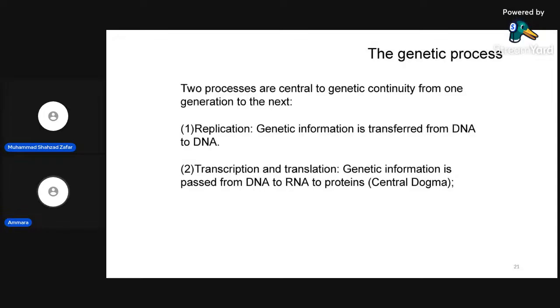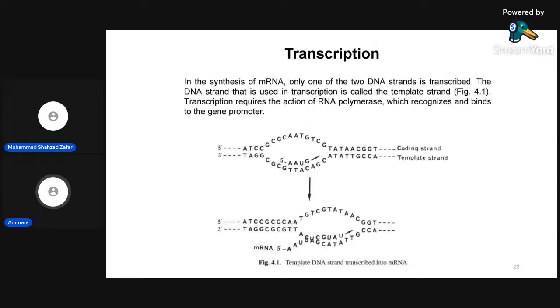And the next processes are transcription and translation. DNA to protein formation is called the central dogma, and transcription and translation are involved in protein formation. How are transcription and translation involved, and what is the difference between them?